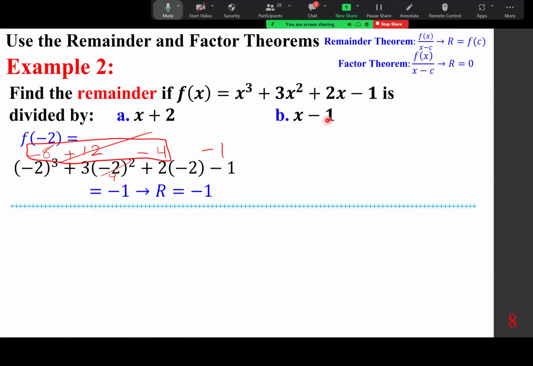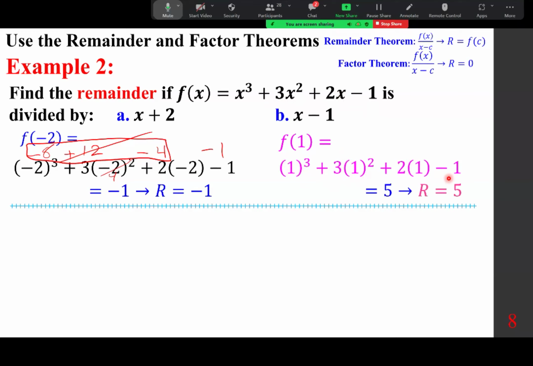For this one, we are going to evaluate f of 1. So just plug in 1. You get 1 cubed plus 3 times 1 squared plus 2 times 1 minus 1. So this is 1. This is 1 times 3 is 3 and 2. 5 and 1. I hope you see 1 plus 3, 4 and 2, 6 minus 1, 5. So it's simple calculation.